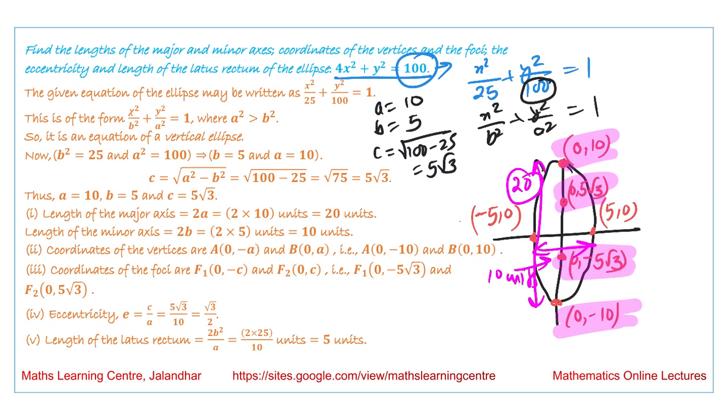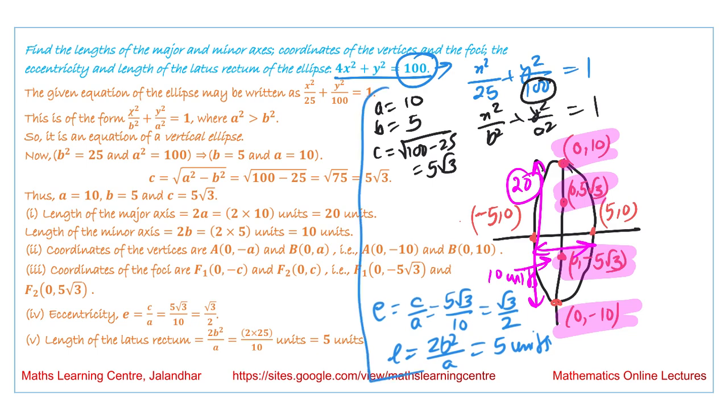Then we have to calculate the eccentricity e, that is c over a. So it is 5√3 by 10, that is equal to √3 by 2. And for the length of the latus rectum we have the formula 2b² over a, and the answer we get is 5 units. So these are the things that are required to be calculated in this problem corresponding to this equation of the ellipse.